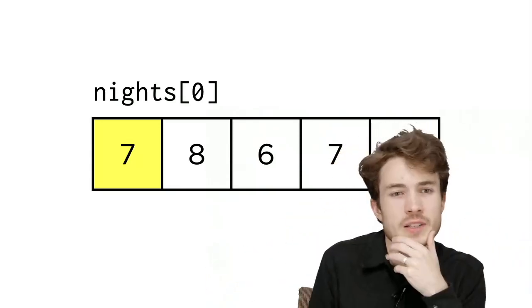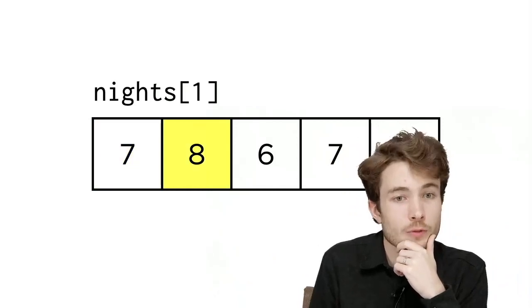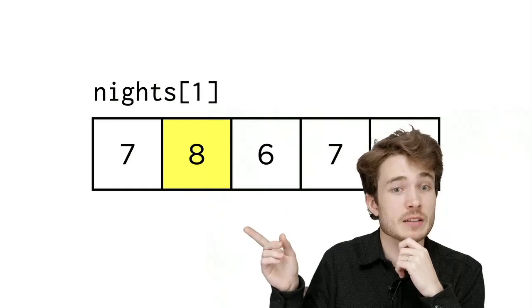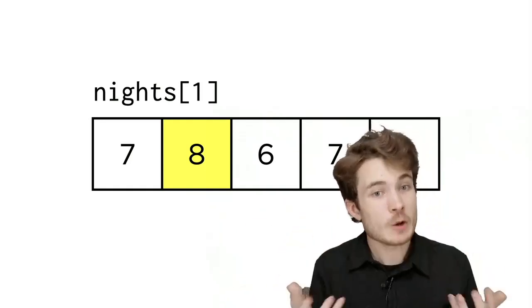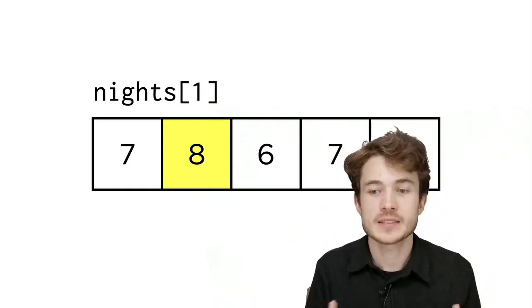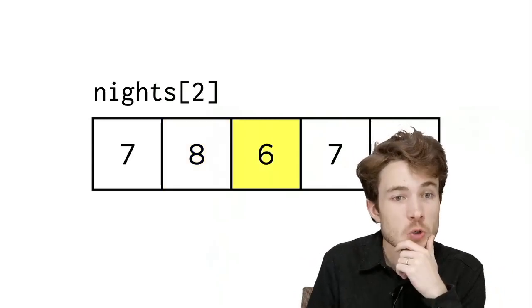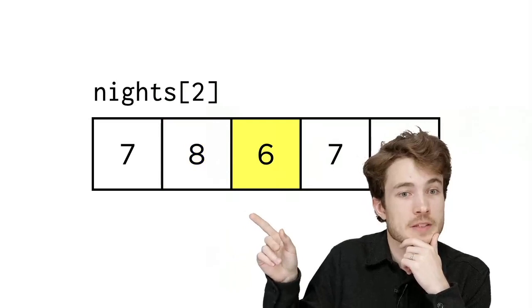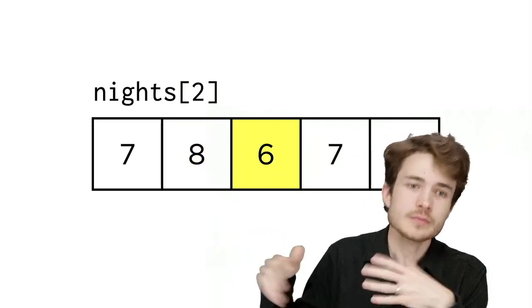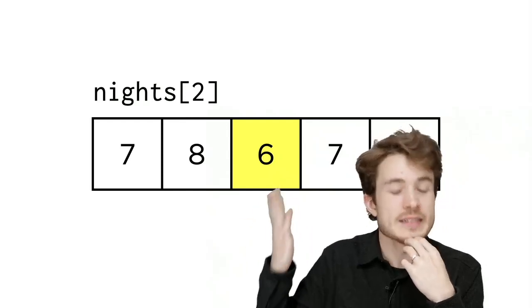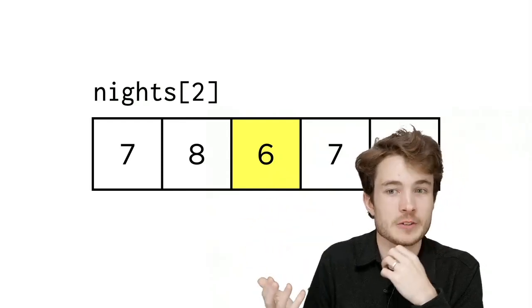But what if we did this? We did nights bracket 1. Well, we'd look at the first place in our nights array, and we'd say, let's move 1 step over. Okay, now we found that second value. In this case, it was 8. And in the same way, we could say nights bracket 2. Well, let's begin at the very beginning, and let's find 7 here. But then we're moving 2 spaces over, so we go 8 and then 6, and now we have that very third value in our array.